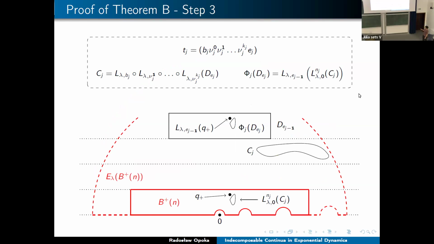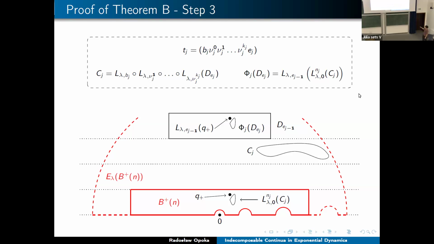So we create the CJ as we take the logarithms with respect to these entries, and we have some bounded set because the EJ is bounded. Some of these entries are not 0, but if there is 0, this is also not a problem. We have some bounded set CJ, and for such bounded set, we can find n big enough that this set is inside the image of B plus of n.